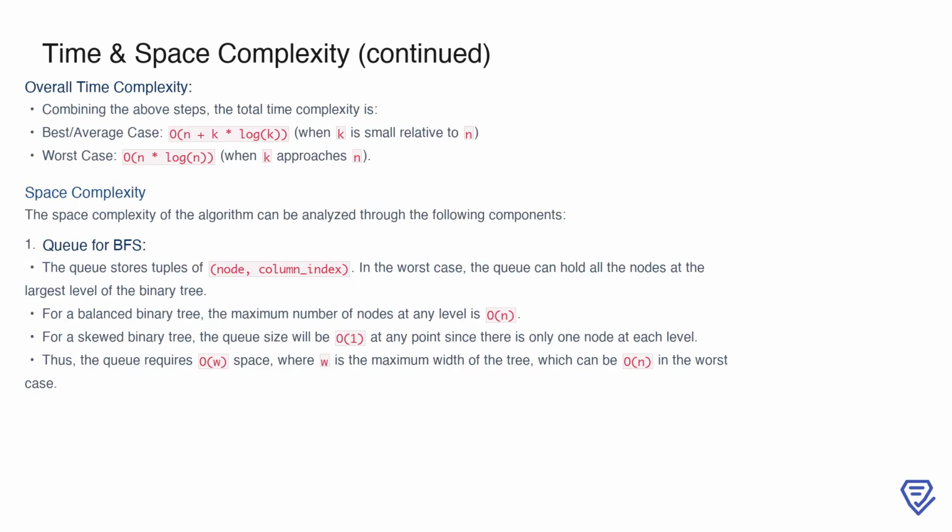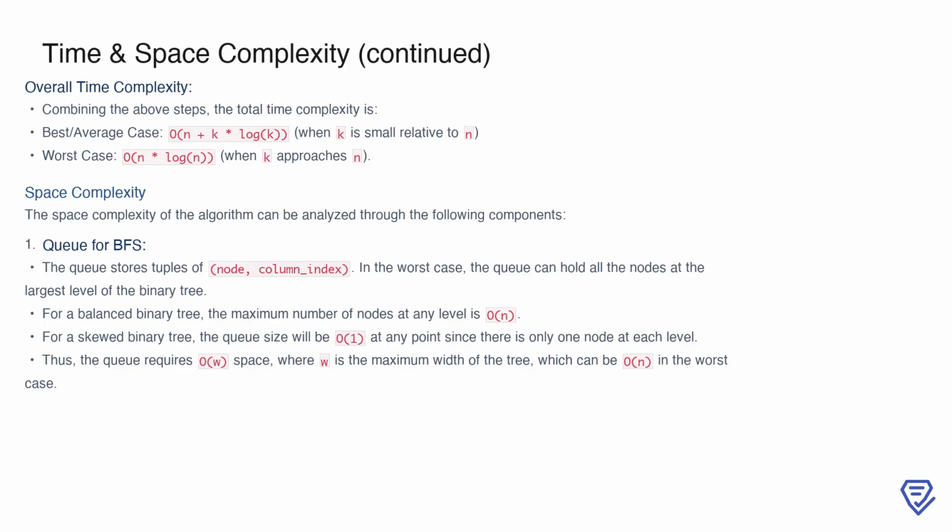Now, combining all these steps, the overall time complexity can vary depending on the specific structure of the binary tree. In the best or average case, where the number of unique columns k is relatively small compared to the total number of nodes n, the complexity is n plus k*log k. However, in the worst case, when k approaches n, the total complexity becomes n*log n.